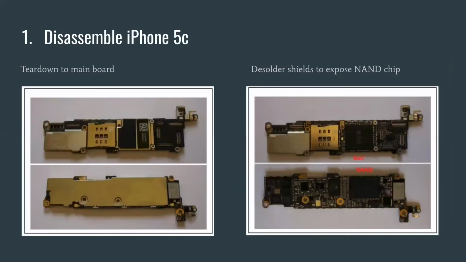The first step is to disassemble the phone. The main board is first extracted, and the shields are desoldered with a hot air gun and removed to expose the NAND chip and the system on chip. The system on chip has the device's unique UID key, and this is used in conjunction with the user's passcode to calculate the actual passcode needed to get into the phone. And the phone can't be accessed without its matching system on chip.